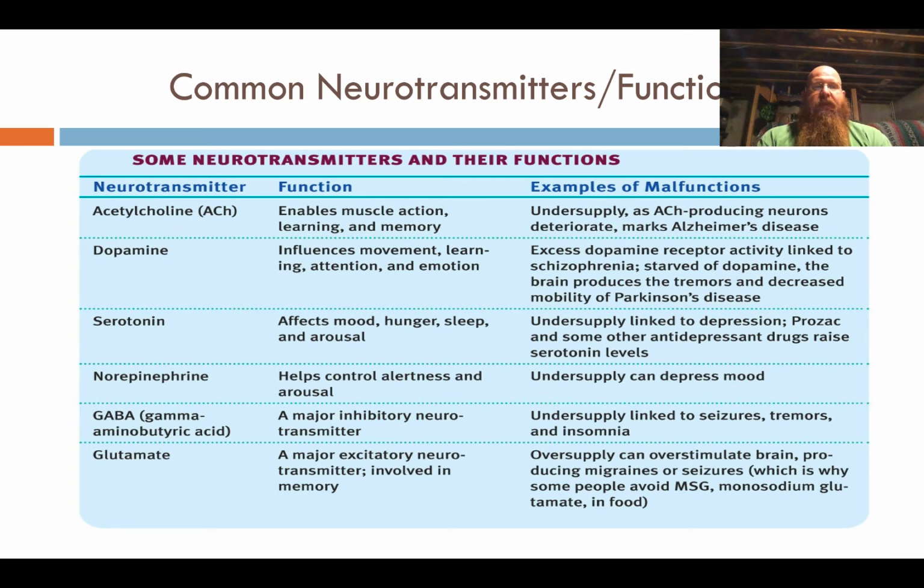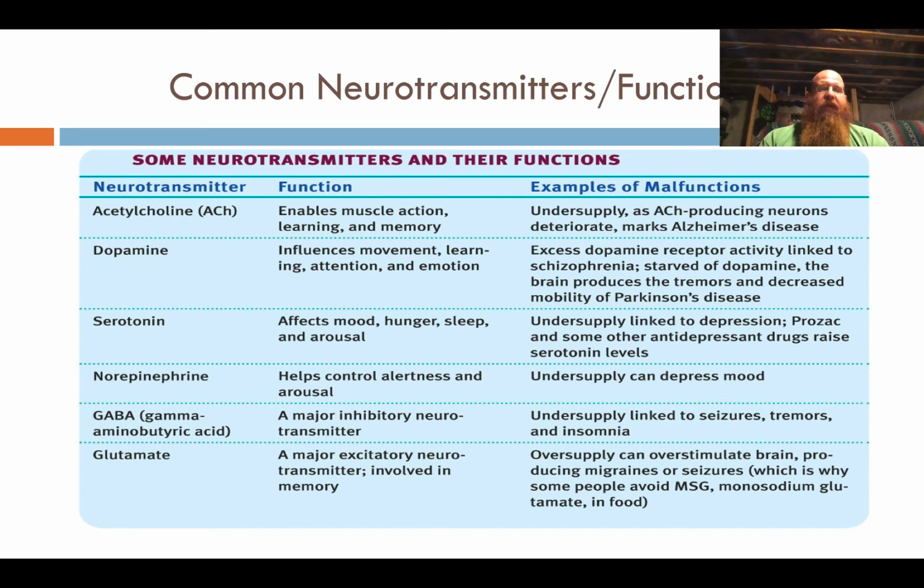So that's the S. The N is norepinephrine. That helps control, again, also helps control alertness and arousal, and an undersupply of this, again, can cause you to be in a depressed mood.